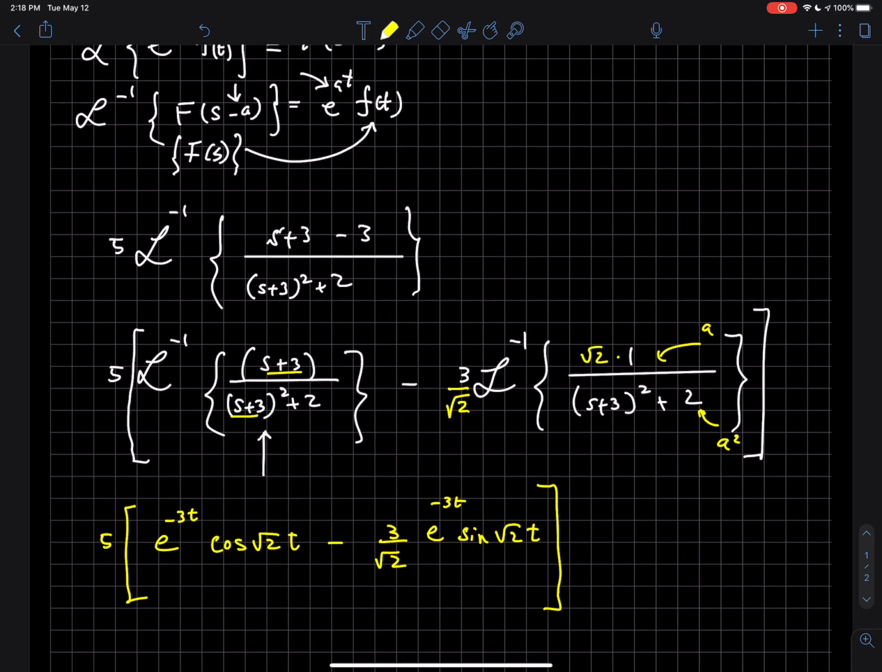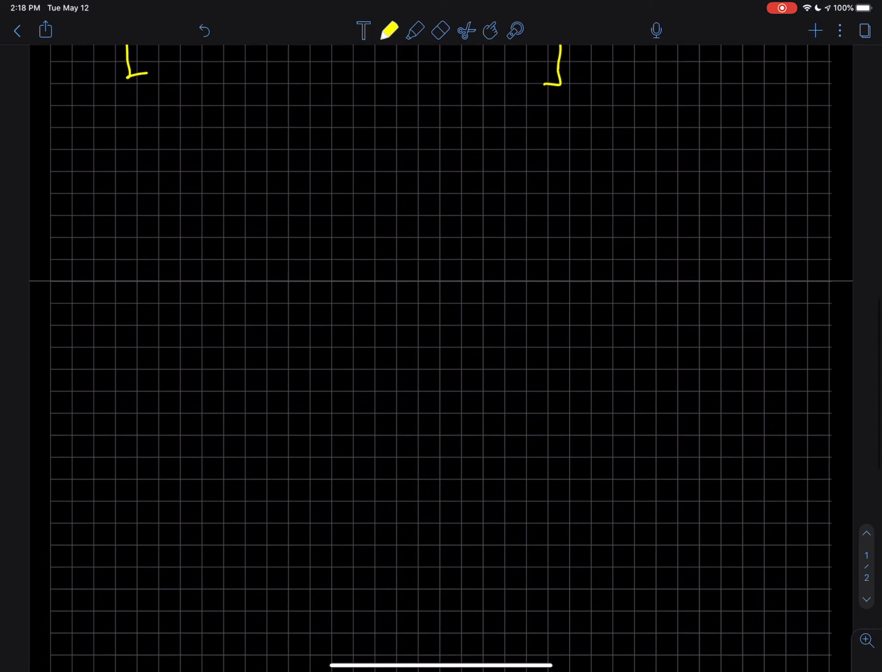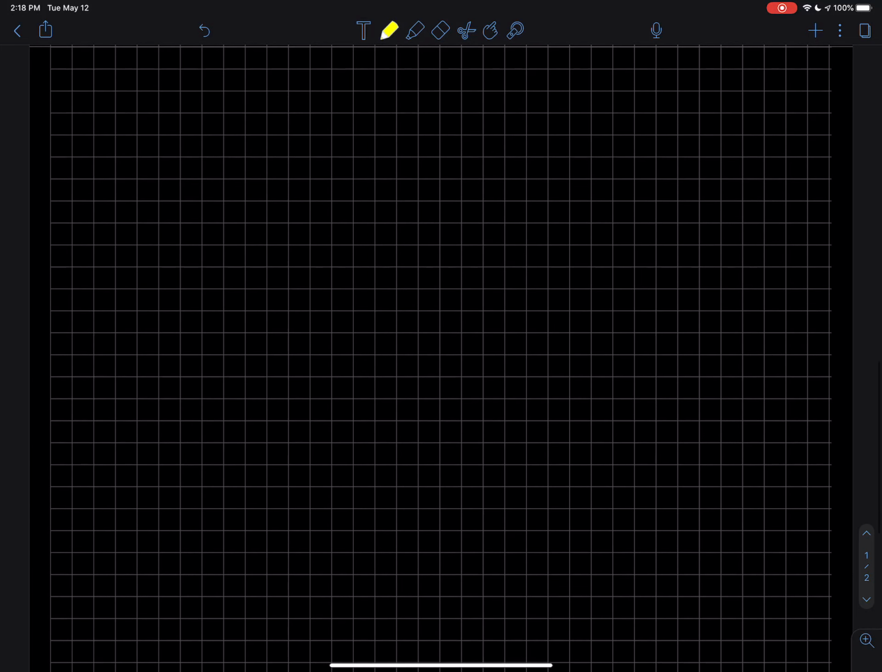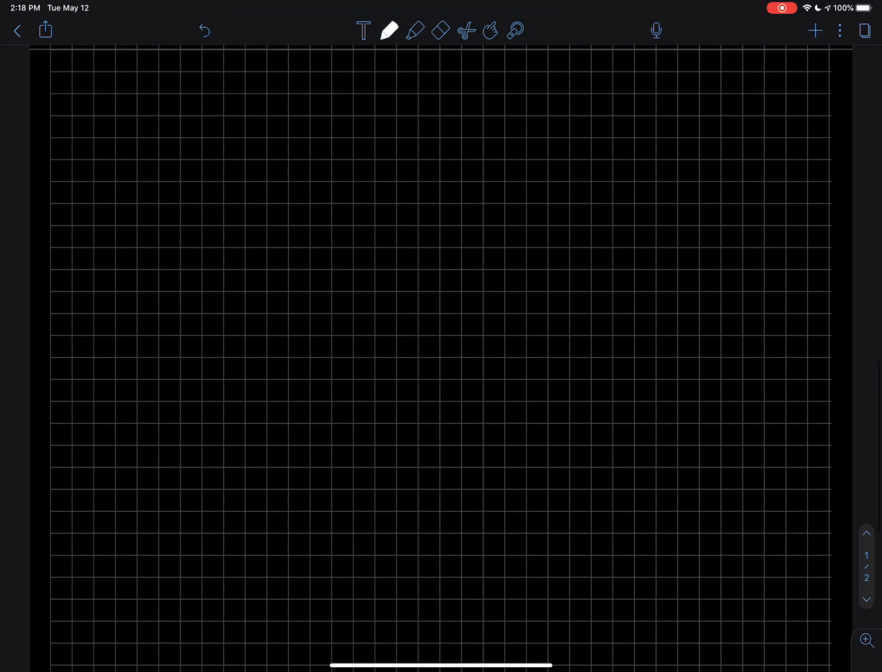Very good. Let's try one more example. Let's take the Laplace inverse of (s over 2 plus 5 over 3) divided by s squared plus 4s plus 6. That's right, that's what I needed to say.